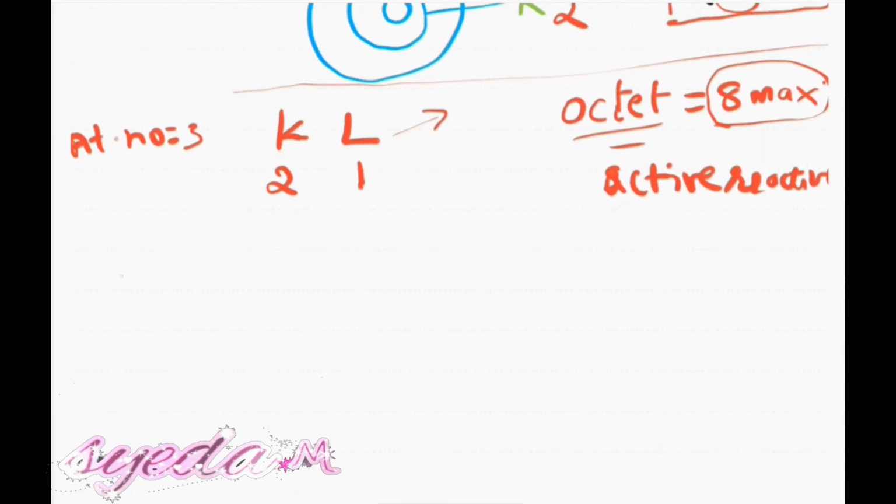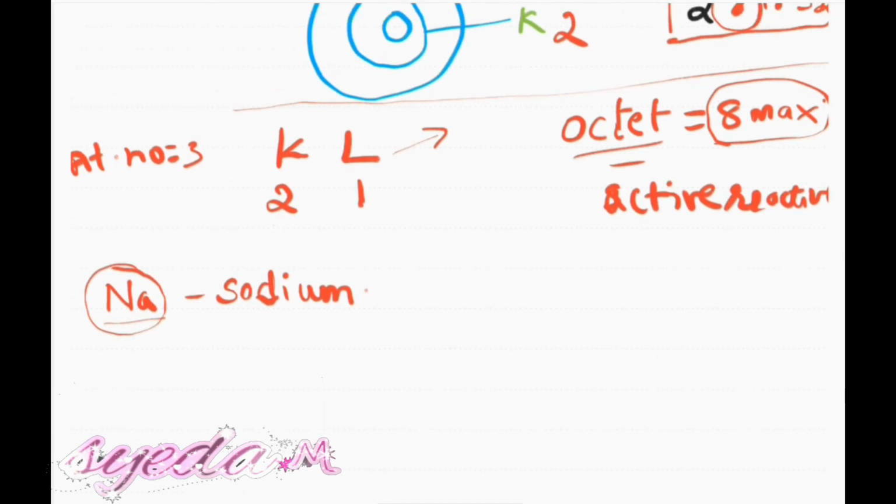In the same way, if you take sodium, this is the symbol of sodium. The name is a Latin name, but the symbol is Na. Okay. Now, what is the atomic number for sodium? The atomic number for sodium is 11.